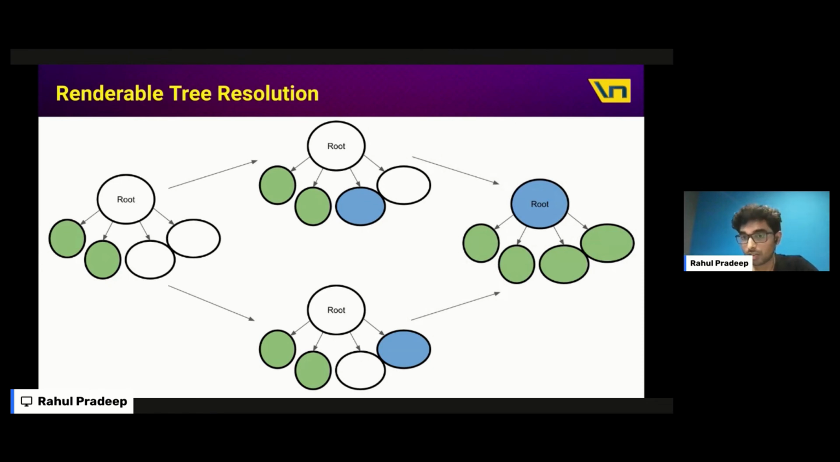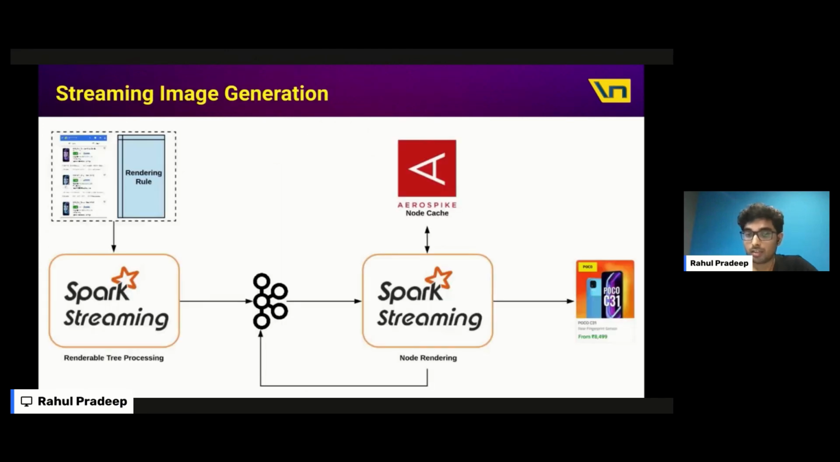So to do this architecturally, we leverage Spark streaming. We take these product selection cross rendering rules and create a tree, the renderable tree that we talked about. Then we figure out which are the computationally complex nodes in those trees, and we look at the leaf nodes. We mark those nodes and send them in parallel to the next stage using a Kafka cluster, right?